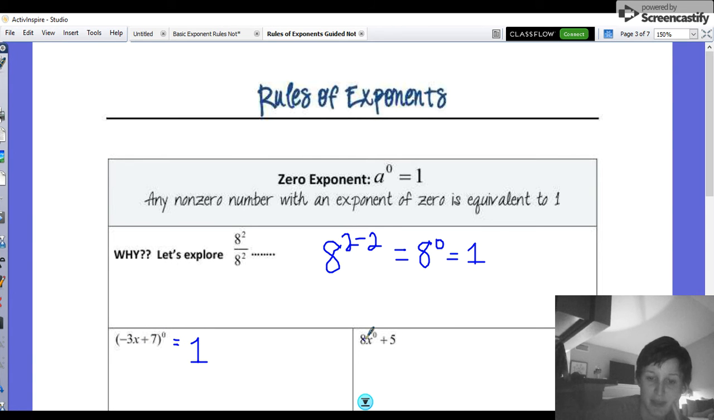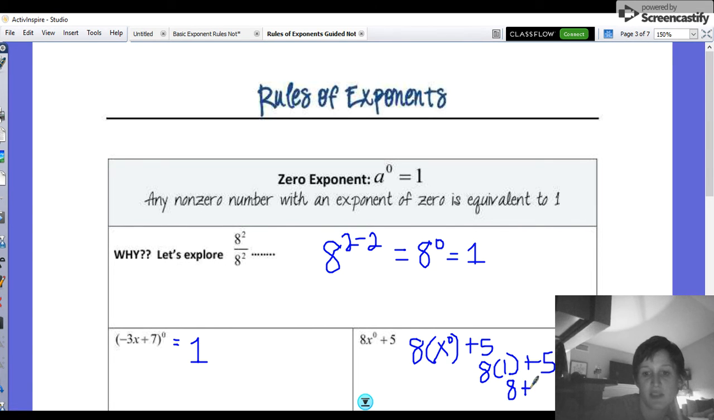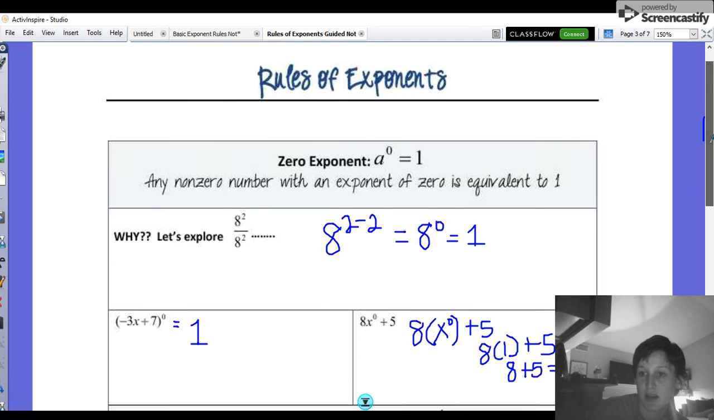And this one, notice that there's no parentheses, and the 0 is the exponent on our x variable. So this is really saying 8 times x to the power of 0 plus 5. Well, that's 1, so we would have 8 times 1, where x to the power of 0 used to be. 8 times 1 is, of course, 8, plus 5, and so our answer simplifies to 13. Ta-da! All right, let's see what's next.